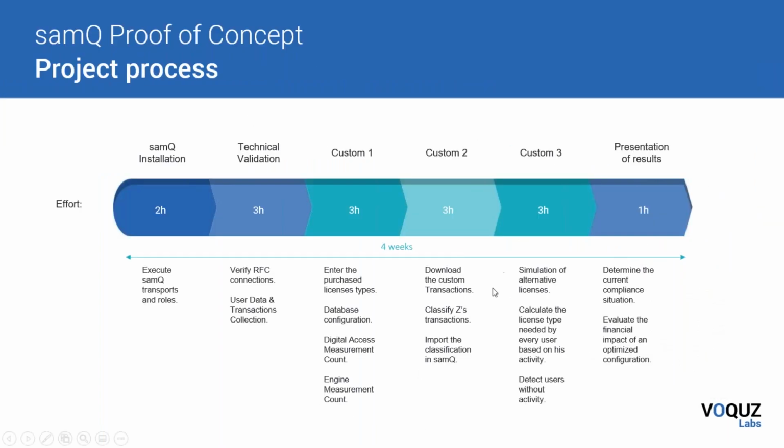So this is pretty much, as I say, the principle that we've gone through in more detail: the SAP installation, technical validation, customization 1, customization 2, sometimes customization 3 with simulation of alternative user license types, and the presentation of the results. So overall, if you add this all up, it's 15 hours of elapsed time. So it's a very quick, easy process for you to run. This does not take you long. So if you really need to understand your license optimization potential, this is the quickest, easiest way to get there.